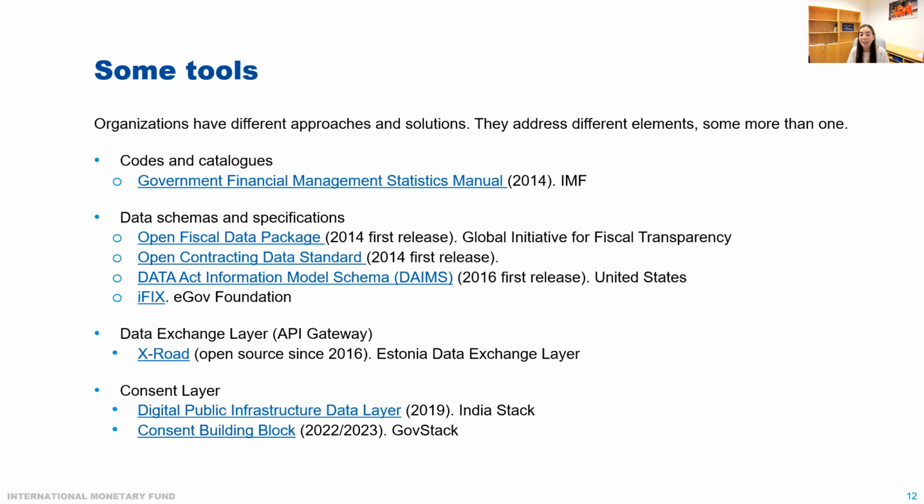The data exchange layer from Estonia, and of course the DPI, the data layer of India Stack that I already mentioned. It's a consent layer per se. And there is also a consent building block by GovStack that is an ITU, Estonia, and GIZ initiative. So there are tools out there to make this happen.